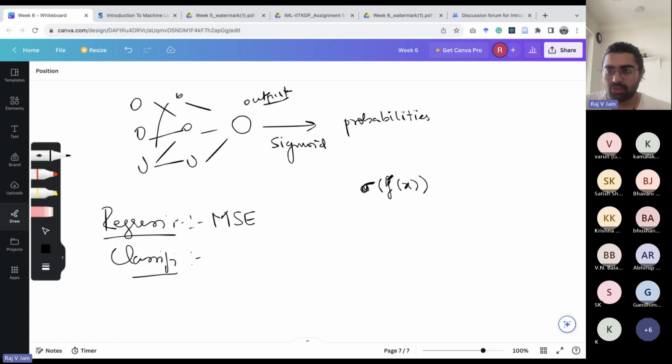So yeah, that's one possibility, but it's not generally shown to work very well in practice. I'm not sure if it is covered or not. There's something called binary cross entropy loss. Is this word familiar?